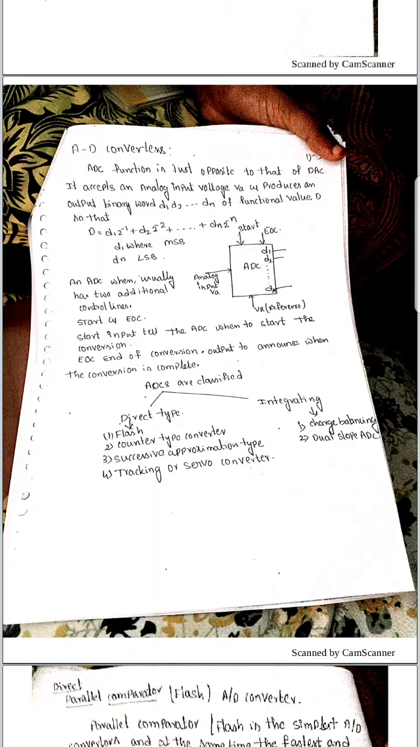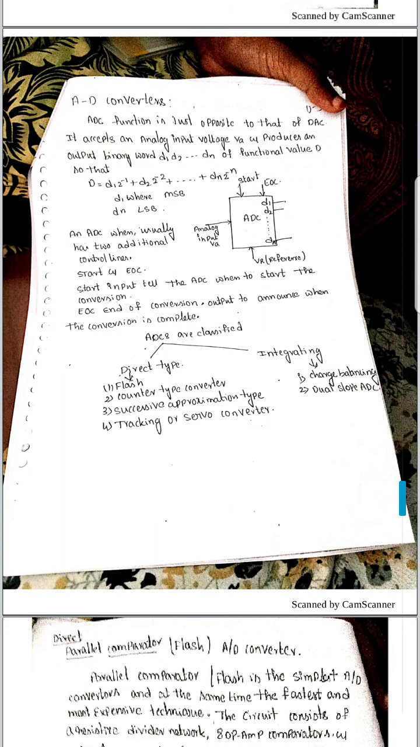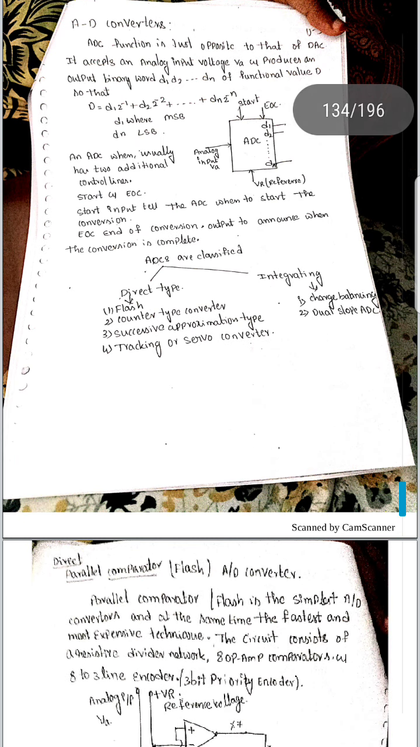To the next topic, analog to digital converter. The ADC function is just the opposite of that of the DAC. It accepts an analog input voltage VA and produces an output of binary words D1, D2 and so on to Dn of the functional value of D, so that D is equal to D1 into 2 power minus 1 plus D2 into 2 power minus 2 plus and so on, Dn into 2 power minus n, where D1 is the MSB bit and Dn is the LSB bit.